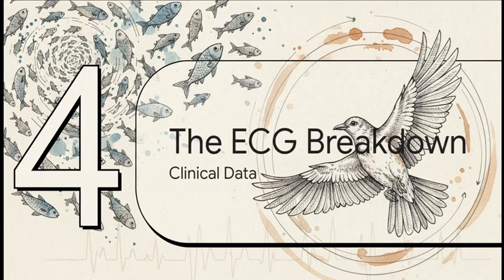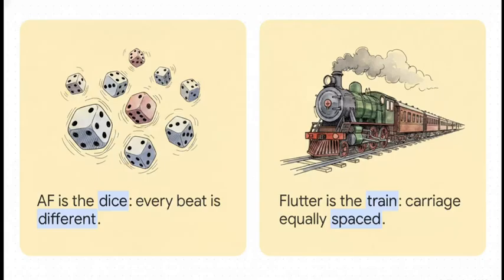Now that we've got our visual metaphors down, the chaotic fish and the circling bird, let's actually look at the numbers. Section 4, the ECG breakdown. When you're checking for regularity, think of AFib like rolling dice. Every single beat is going to be different. It's totally unpredictable. In clinical terms, we call this irregularly irregular.